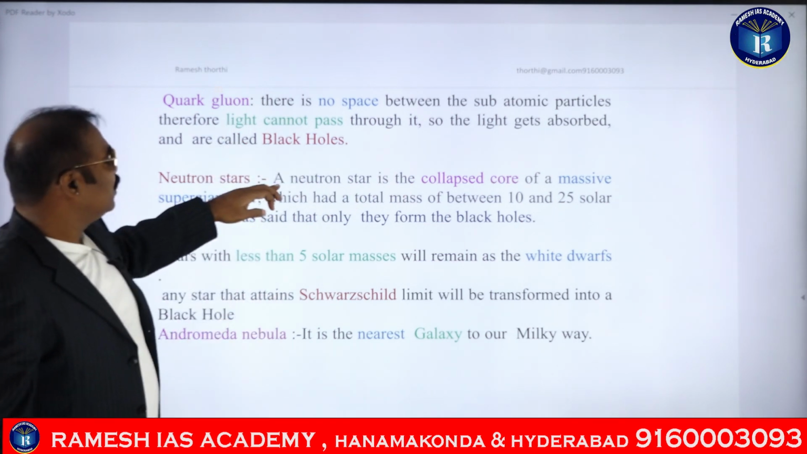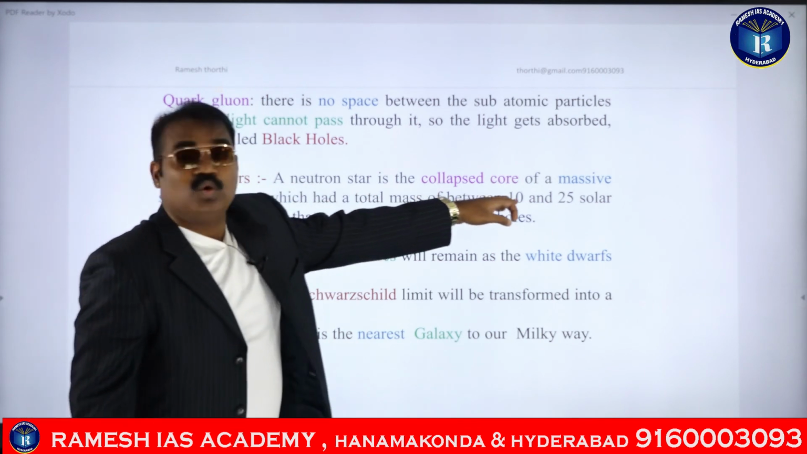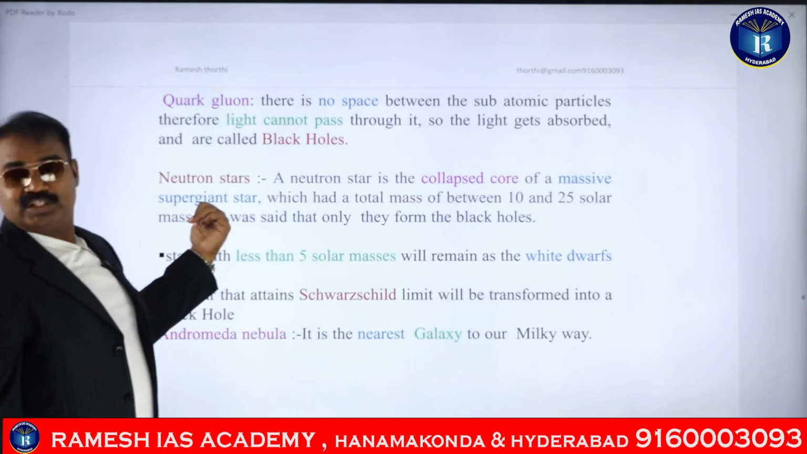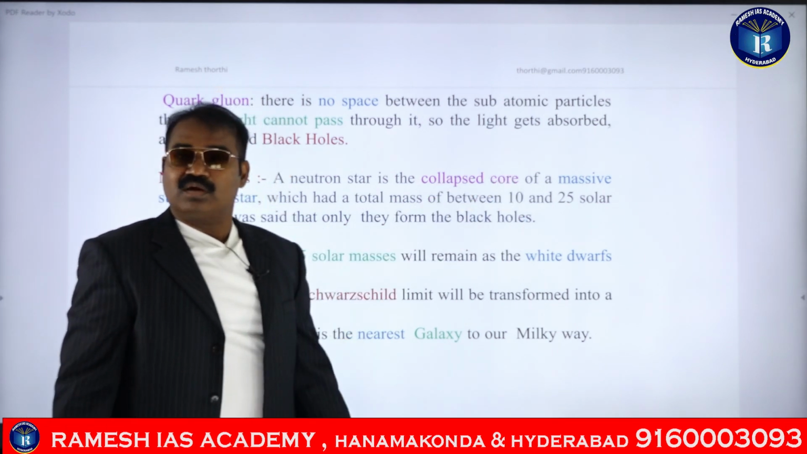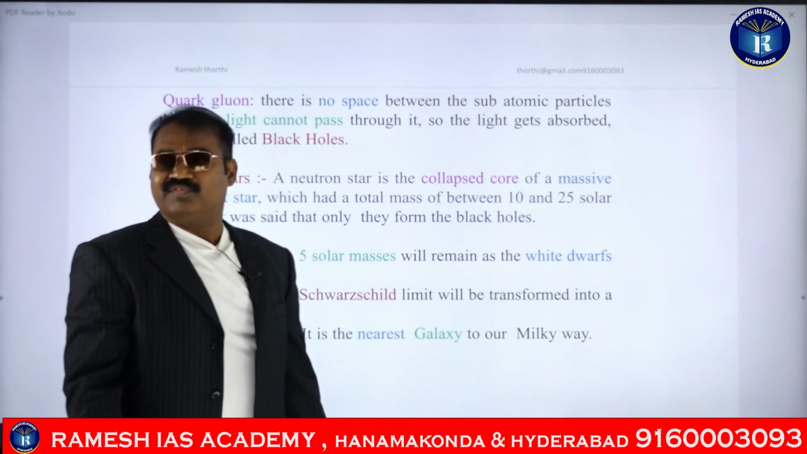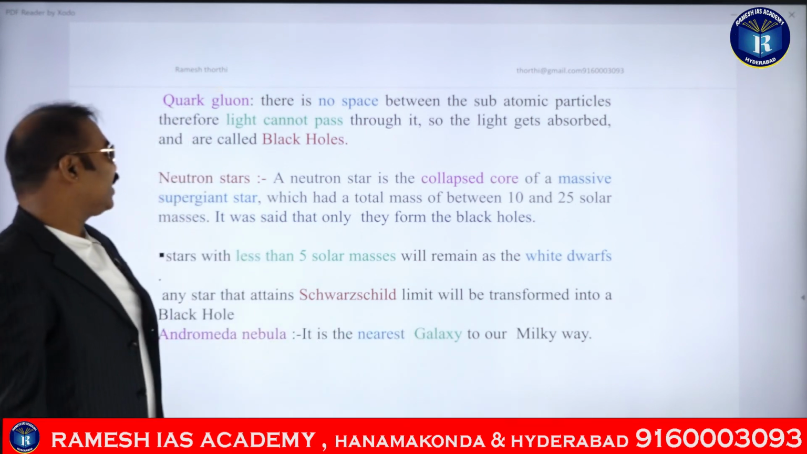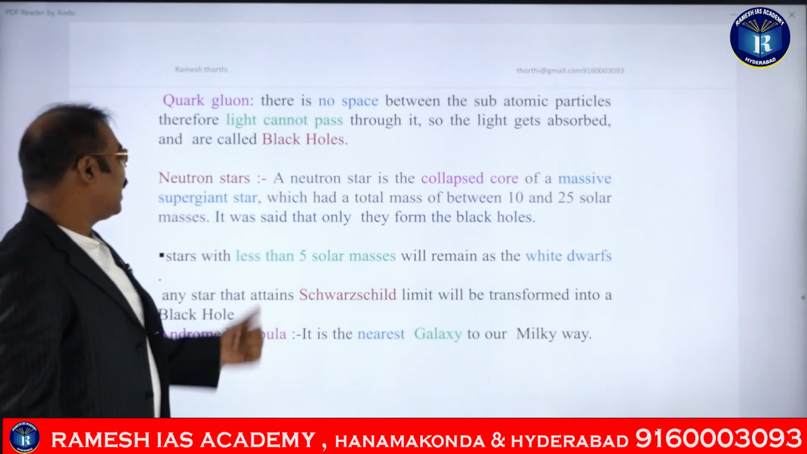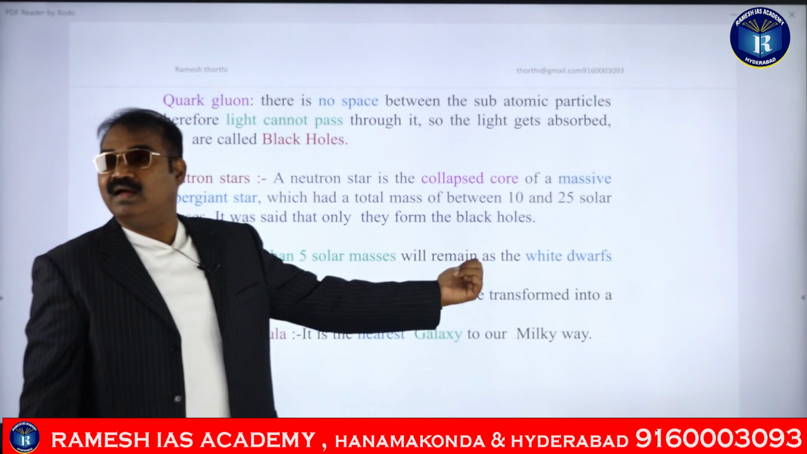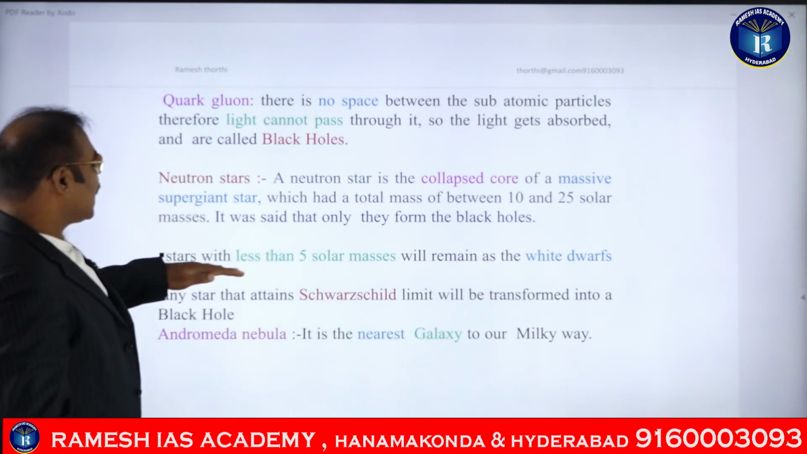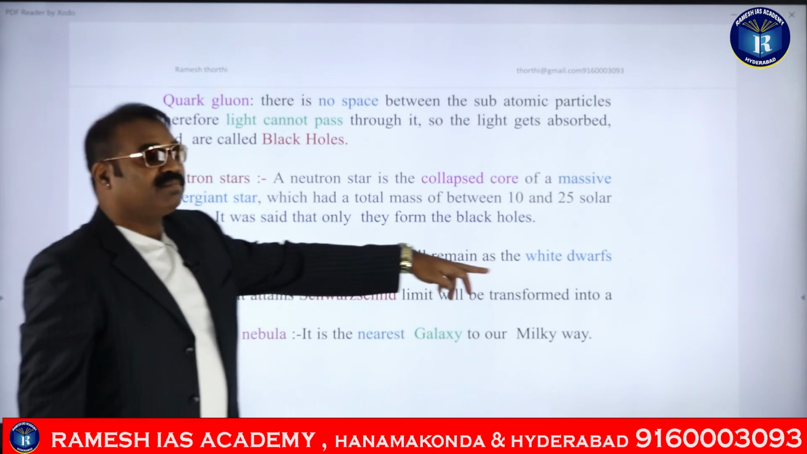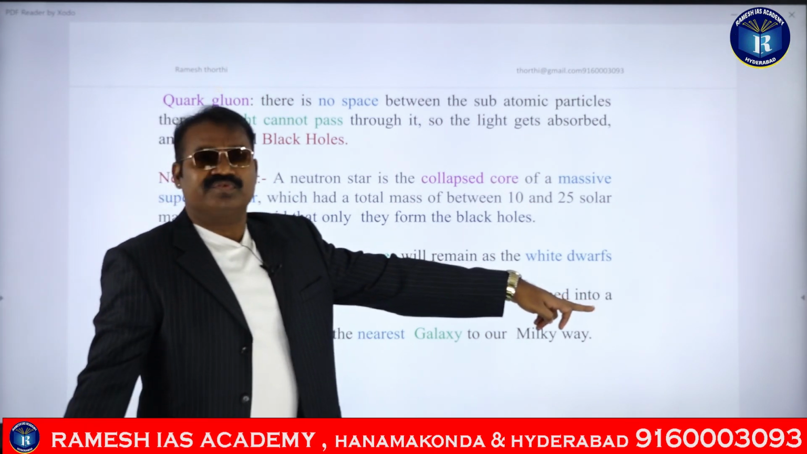Neutron stars, right. A neutron star is a collapsed core of a massive star, a supergiant, guys, which has a total mass between 10 to 25 solar masses. I said 15 to 25, but it is 10 to 25, guys. And it is said that only they form the black holes, guys, right. So, the stars with less than 5 solar masses will remain as the white dwarfs.